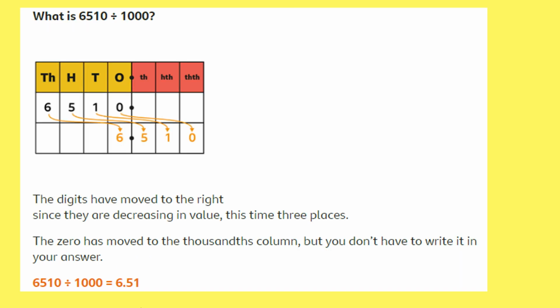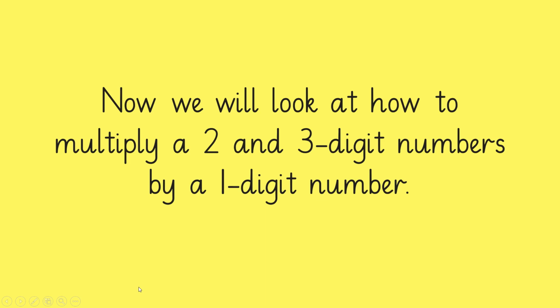Here we have 6,510 divided by 1,000. So this time they have moved again 3 places to the right. The 0 has moved into the thousandths column, but you don't have to write it in your answer. So as you can see in the place value chart, it is 6.510, but when we write our answer, we can just write 6.51.